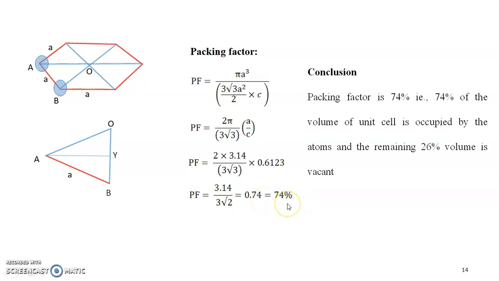That is 74%. The meaning of atomic packing factor being 74% is that 74% of the volume of the unit cell is occupied by atoms. The remaining percentage of the volume of the unit cell is vacant only. There is no atom, it is empty. That is the meaning of atomic packing factor. So this atomic packing factor for HCP is also 74%. Hence, we prove the atomic packing factor for FCC and HCP is equal.